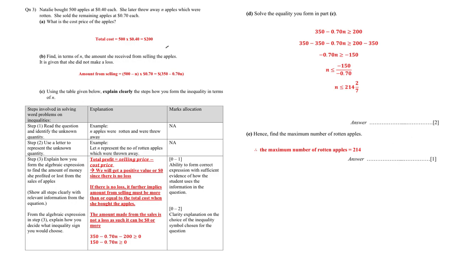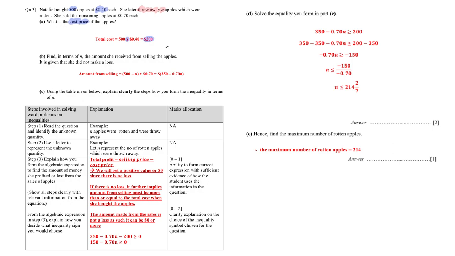We are given that Natalie bought 500 apples at 40 cents each. And the first question asks, how much is the cost price? Meaning how much did she pay for these 500 apples? So, one apple is 40 cents, 500 apples, we multiply, and that gives me $200.